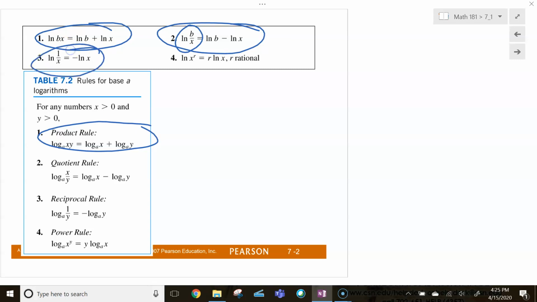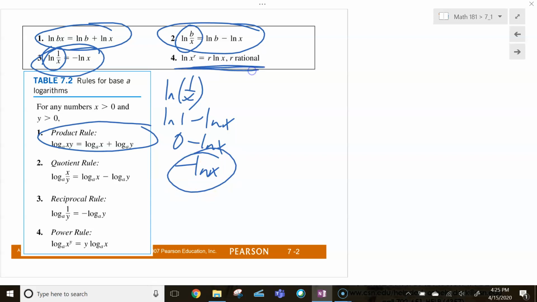This is just an application of the quotient rule, because you've got the ln of 1 over x, the same as the ln of 1 minus the ln of x. We know that ln of 1 is 0, so negative ln of x there. And of course, our power rule on that, so ln of x to the r is the same as r times ln of x. These are unique to logarithms.